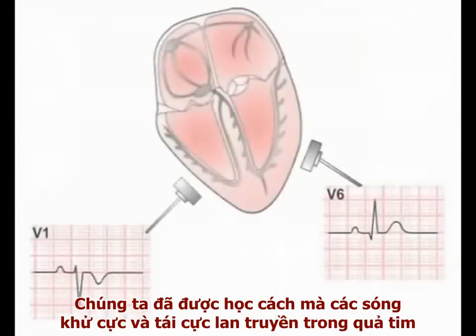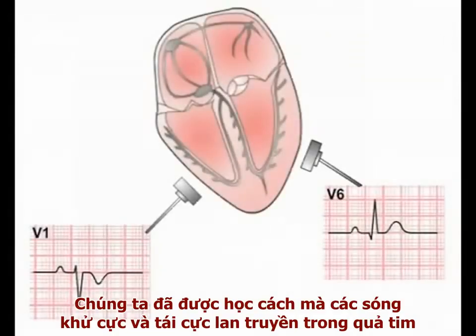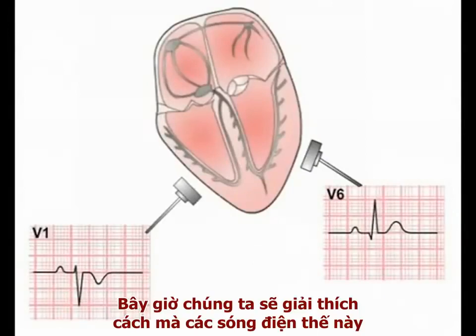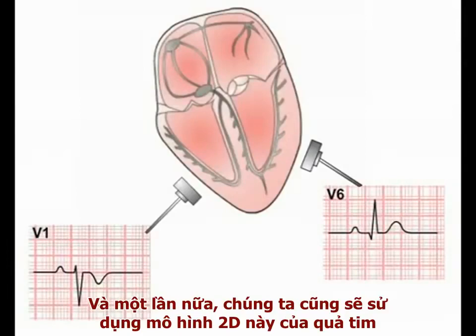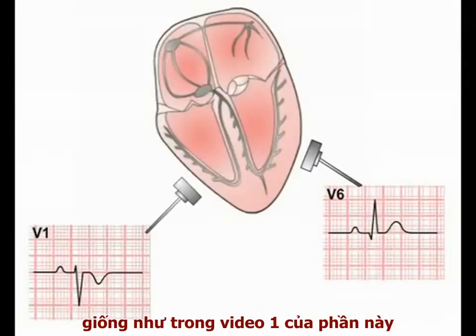We've seen how the cardiac depolarization and repolarization waves spread through the heart. Now we will go on to explain how these electrical events are analyzed by the ECG leads to produce the waveforms of the ECG readout. Again, we will work with the 2D schematic of the heart as explained in video 1 of this section.